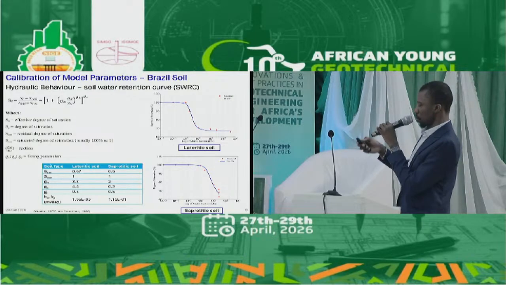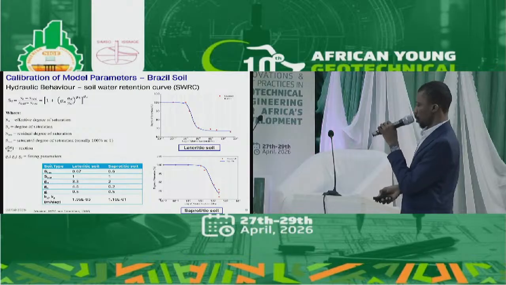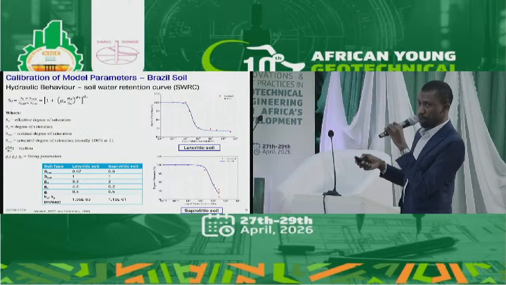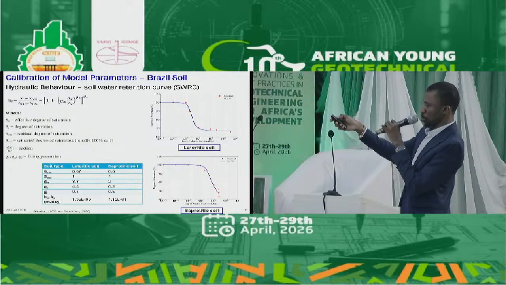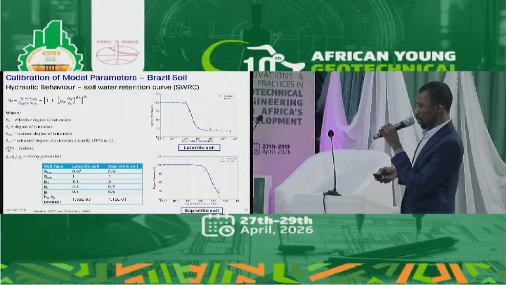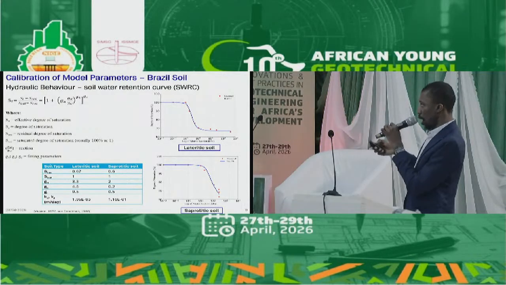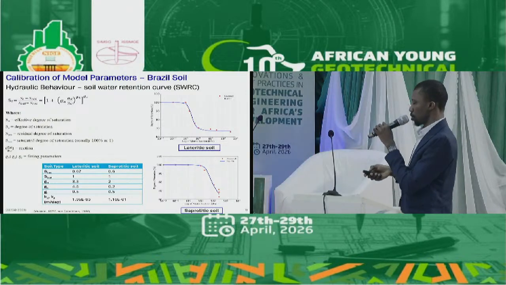The fitting is done based on this equation, the Van Genuchten equation. In the fitting, you are adjusting these model parameters within the limit of acceptable range. After this fitting, you can determine the model parameters, which can predict how suction changes in the soil during infiltration, during saturation.